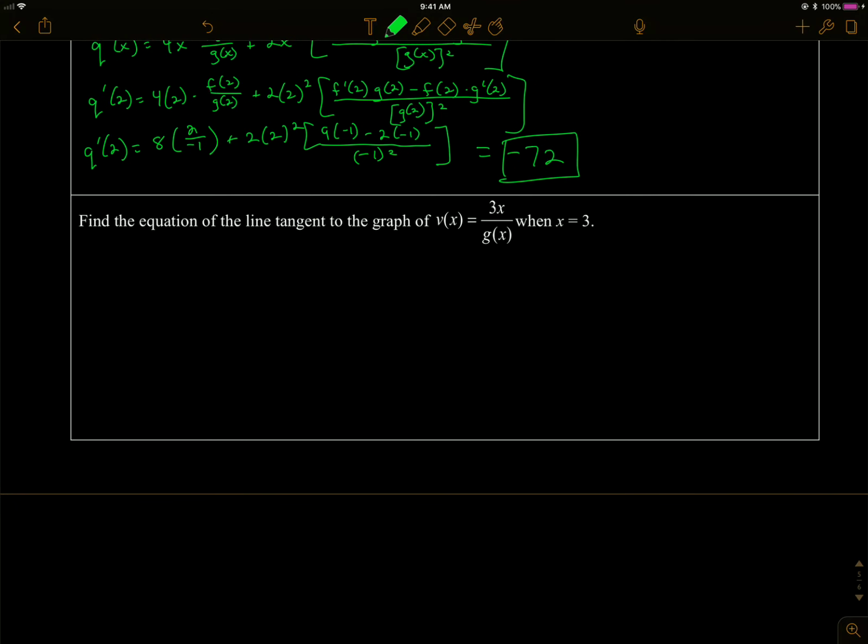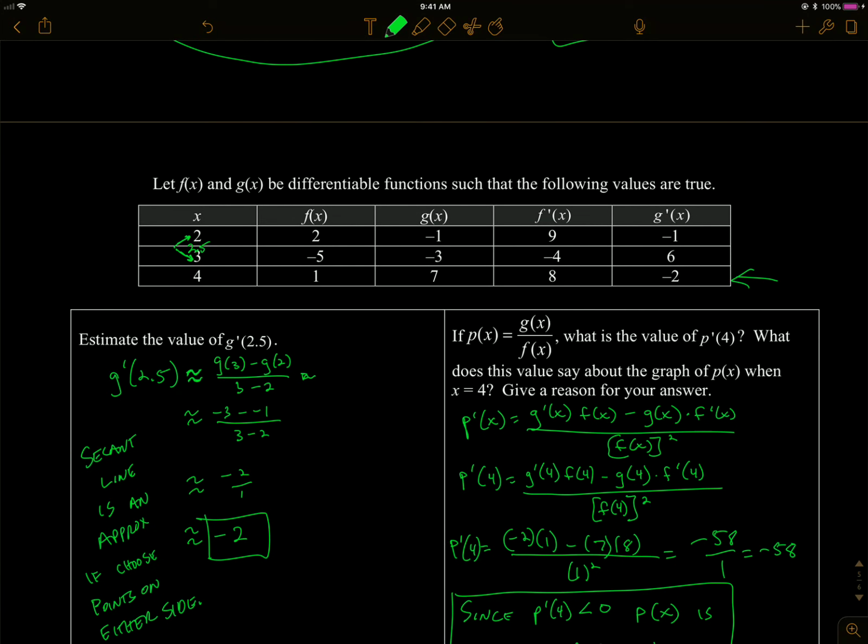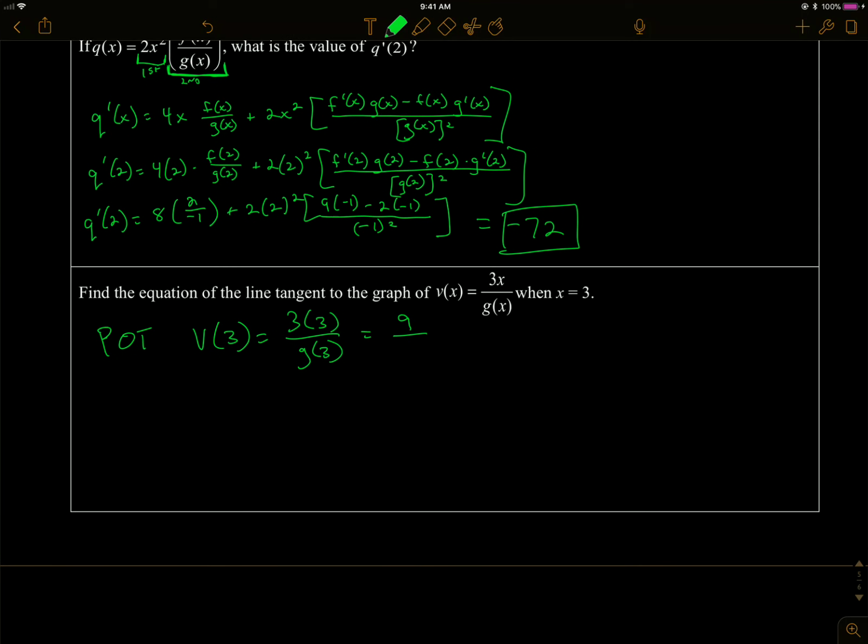Okay, let's do this last one. Find the equation of the tangent line to the graph. Again, we're using the table. So v prime of x, actually maybe we should do the point of tangency first, is v of 3, which is 3 times 3 over g of 3. So I get 9 over g of 3 off the table, which is negative 3. So my point of tangency is (3, negative 3).